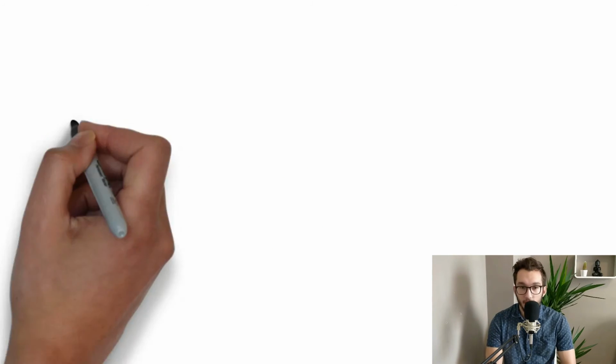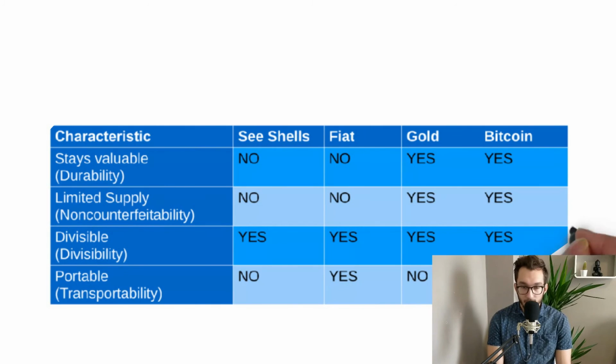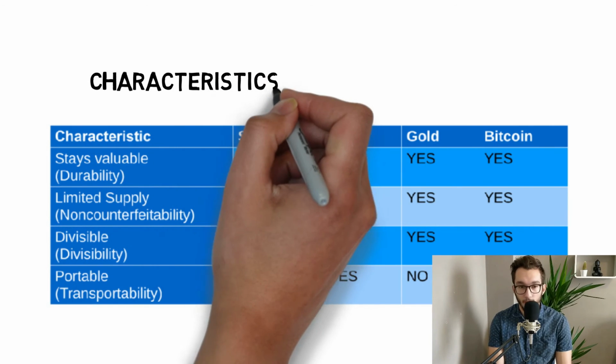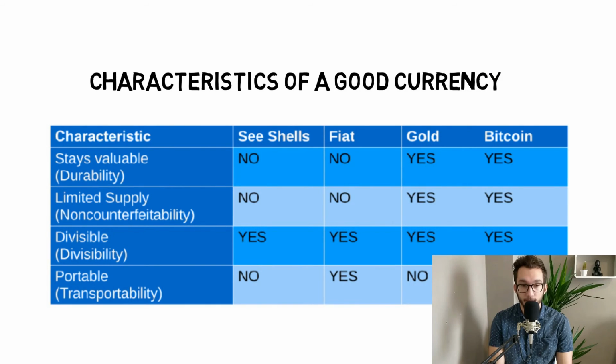So what are now the characteristics of a good currency? We made up this table so you can look up into it. We compared all these things like seashell, fiat, gold, and Bitcoin. We have some really important characteristics for a currency. The main characteristics are it has to stay in value, so it's called durability. This is really important. Bitcoin has that.